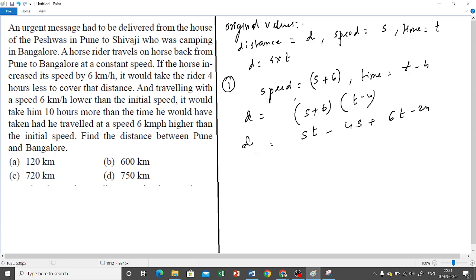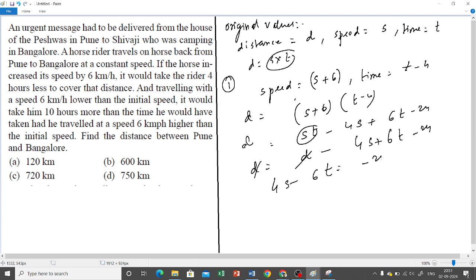Right? Did you understand this? D equals st minus 4s plus 6t equals 24. Now we have d equals st as well, right? So I can write d equals st as d. This one gets cancelled out, so 4s minus 6t equals 24, or 6t minus 4s equals 24.